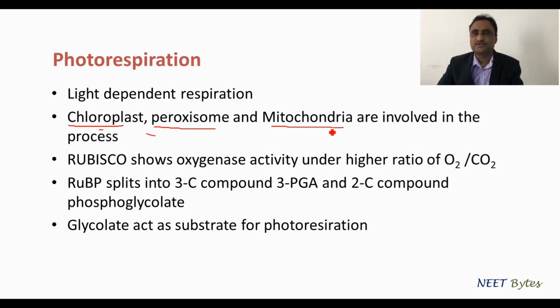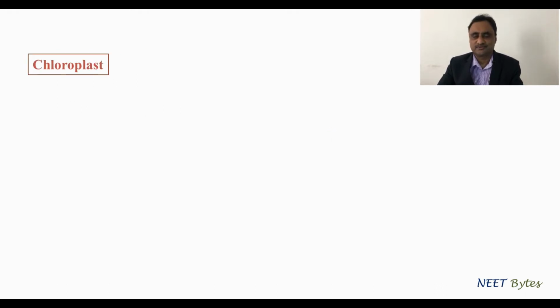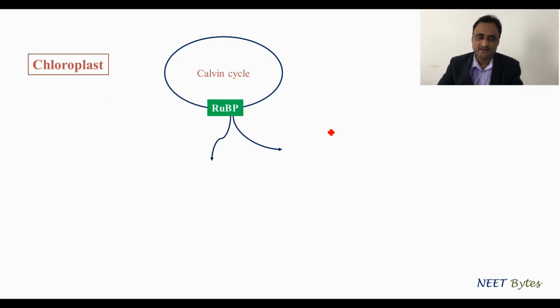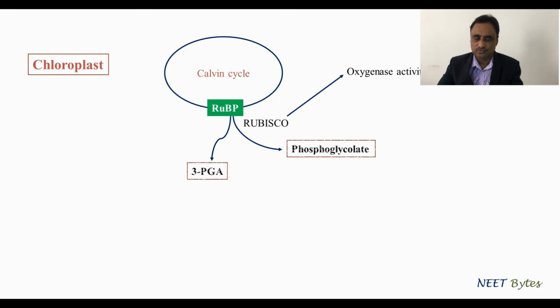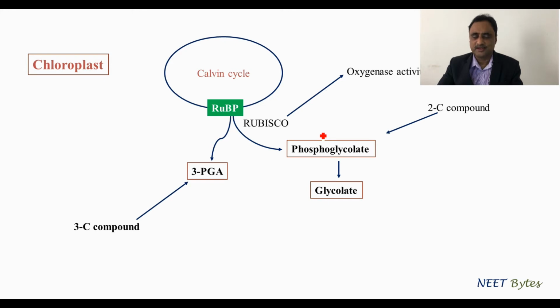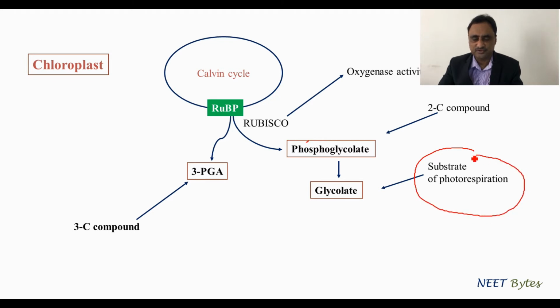So just have a look at this entire cycle. This is the Calvin cycle, this is RuBP, and under high oxygenase activity it is splitting into the 2 compounds, as I told you, the 3-carbon compound 3-PGA and the 2-carbon compound phosphoglycolate, right? Phosphoglycolate is getting converted into glycolate, okay? And this glycolate is going to act as a substrate for photorespiration, and this will eventually go to peroxisomes for the next set of actions.